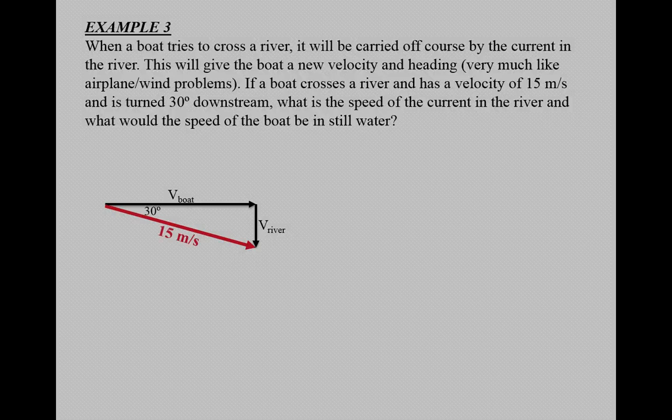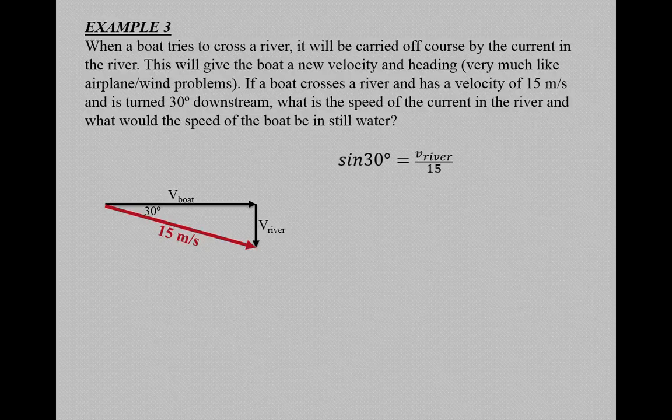This is the velocity we've been given of 15 meters per second at a 30-degree downstream angle. So in this problem, we know the value of the hypotenuse, and in this case we're looking for the value of each of the sides, the x component and the y component. For this we can use sine and cosine.